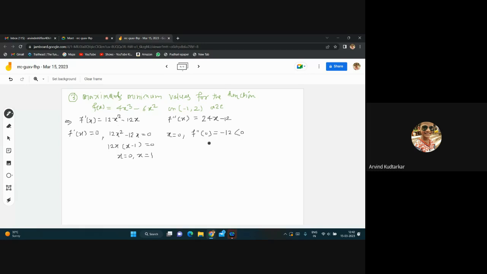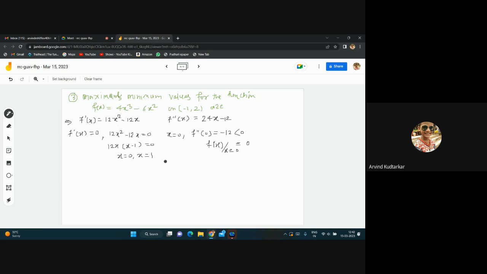Correct? Value of function is maximum. So f of x at x is 0. This is the maximum value of function. That is equal to f of x at x is 0. After putting x is 0, what do we get? It is 0. So 0 is the maximum value of function.